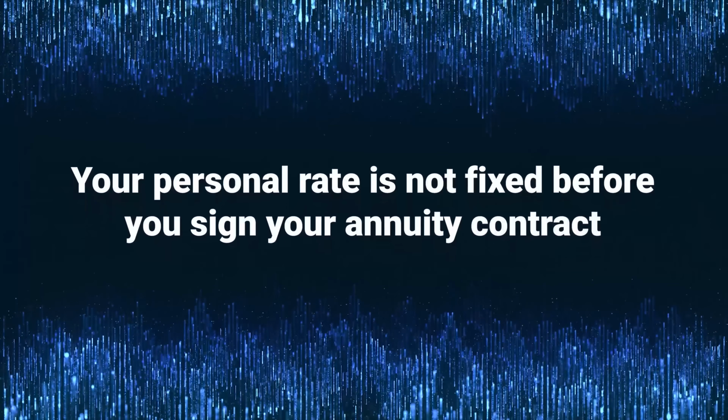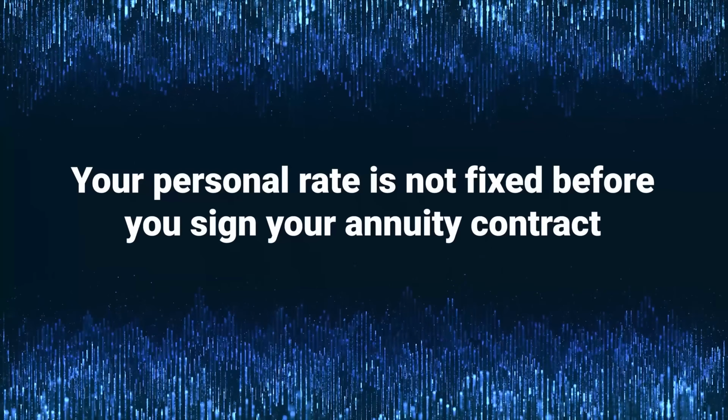As a general rule of thumb, though, and all else being equal, the higher the rates, the lower the credit rating of the insurance company, similar to bonds. That said, your personal rate will also depend on your investment amount, annuity type and term, state of residence, and other circumstances. Your personal rate is not fixed before you sign your annuity contract. Annuities come in many different flavors and should be customized to your personal situation.